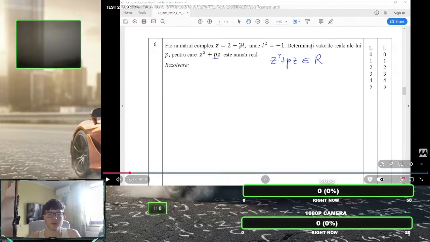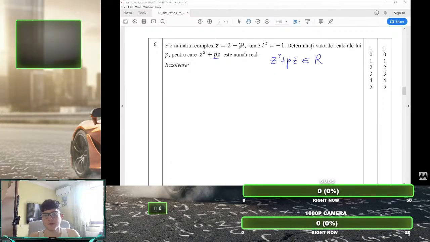Okay, so we got this exercise with imaginary numbers, which is better, I guess. To do this exercise, we have z, which is 2 minus 3i, and obviously i to the second power is minus 1. Find the real values of p, knowing that z to the second power plus pz is a real number. So what does it mean to be a real number? Well, it means that the imaginary part is 0. That's what it means.